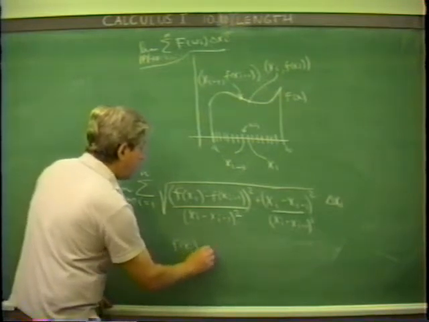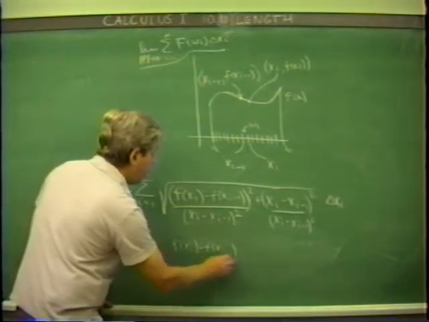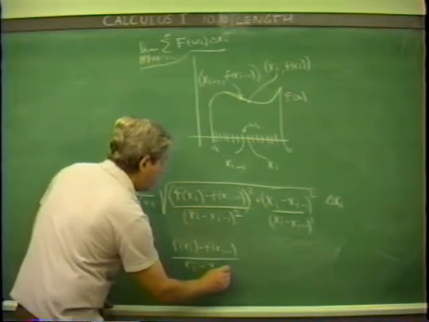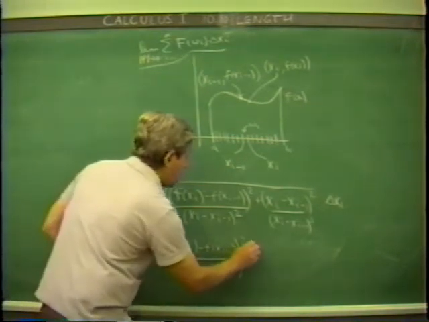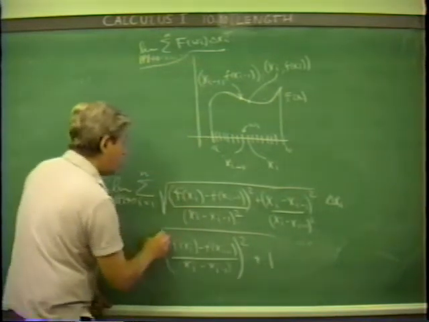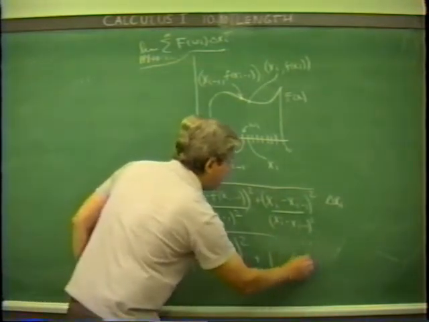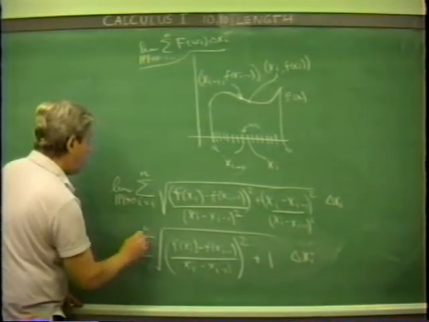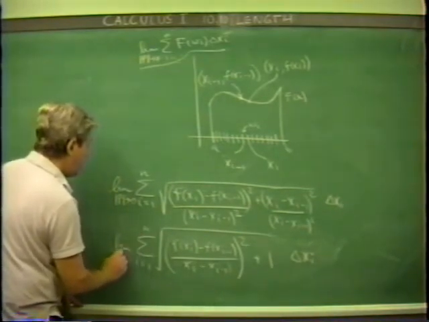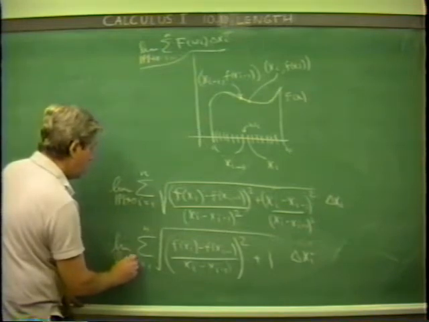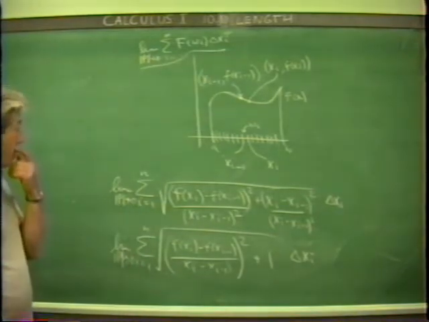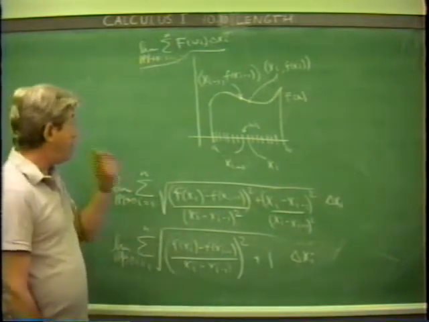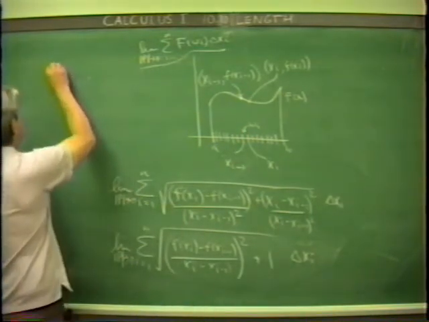Okay, now this is the square root of f of x_i minus f of x_{i-1} over delta x_i, all squared, plus 1, and then that's multiplied by delta x_i, added up, i going from 1 through n, and the limit is taken as the norm of the partition goes to 0. Right?